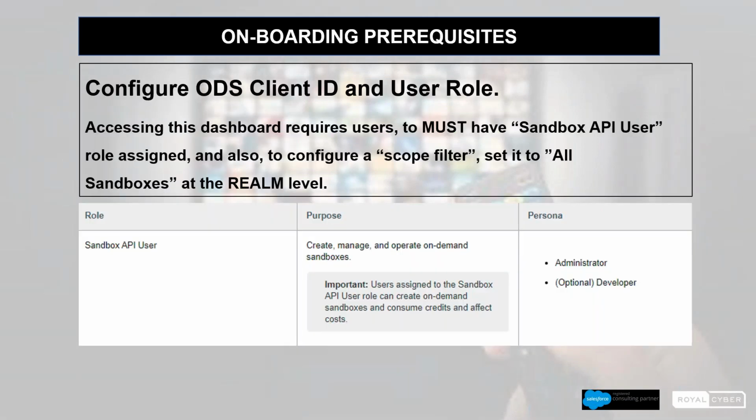There are some prerequisites on the Salesforce Commerce Cloud side. They are very similar: if your existing user is able to use the Swagger API tool, then with the same access level details they would be able to access our ODS dashboard as well. They should have the Sandbox API user role, which is required for accessing the Swagger API interface as well. So it's the same for our dashboard.